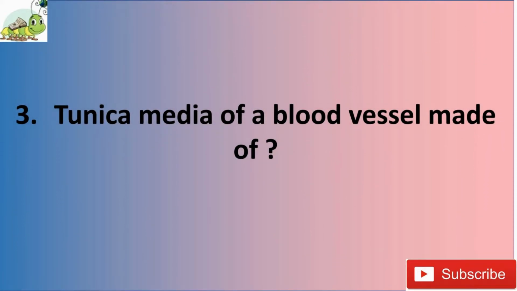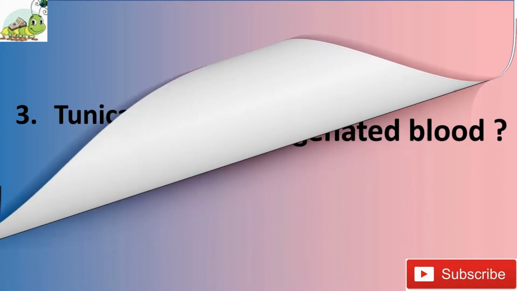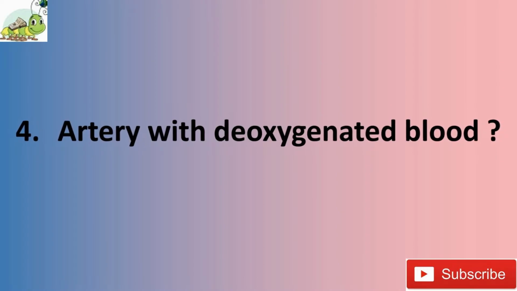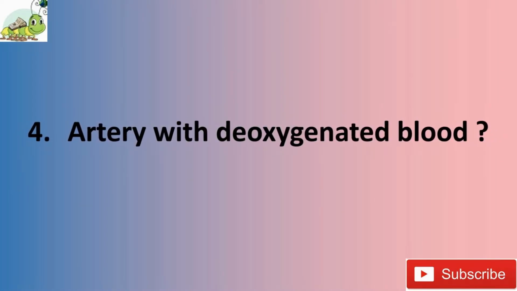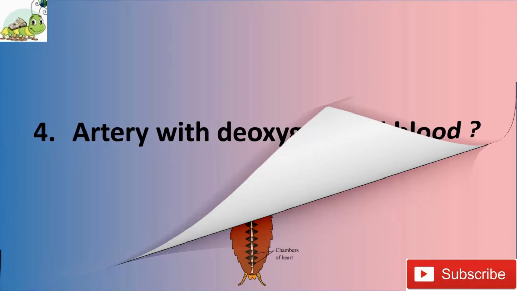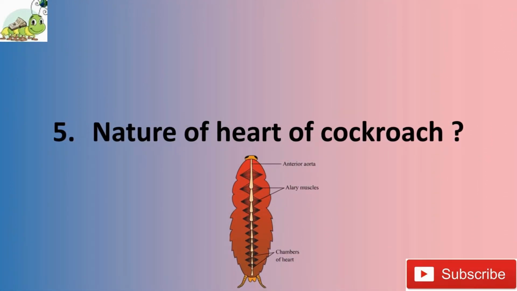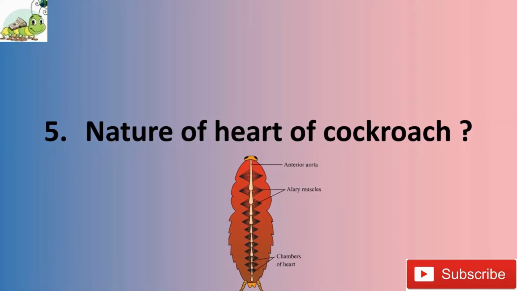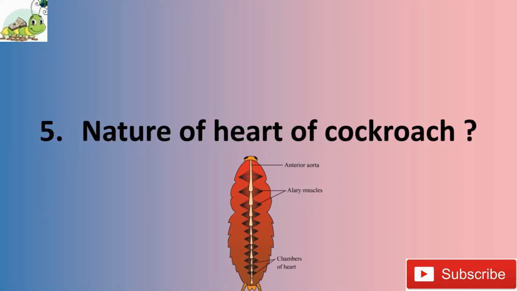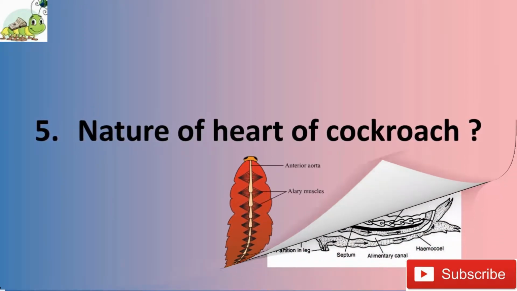Point number 3. Tunica media of a blood vessel is made of circular smooth muscle fibers and elastic yellow fibers. Point number 4. Artery with deoxygenated blood, called the pulmonary artery. Point number 5. Nature of heart of cockroach, that is elongated, tubular, 13-chambered and neurogenic.